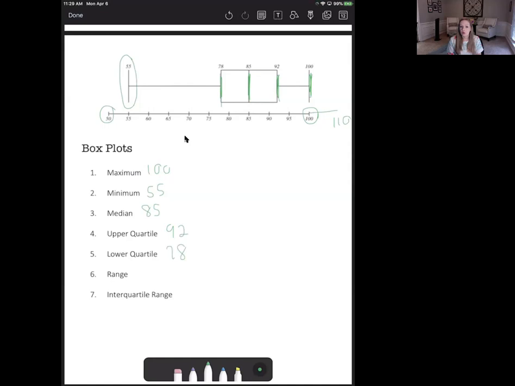You could be asked for range or interquartile range. Range is your maximum minus your minimum. So in this one, it's 100 minus 55, which equals 45. That's your range. And then your interquartile range is your upper quartile minus your lower quartile. So on this one, that's going to be 92 minus 78, which is 14. If they were to ask you for interquartile range, that's all you have to do. So I believe that's about what you need to know for box plots.